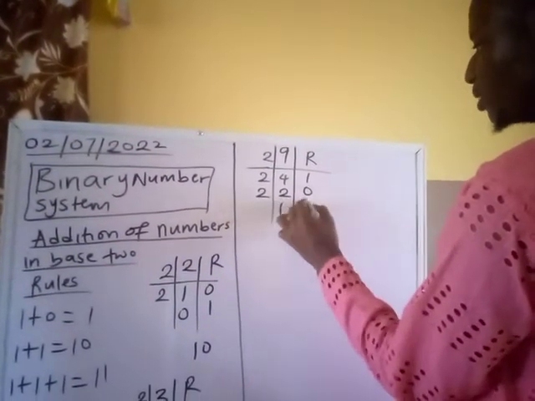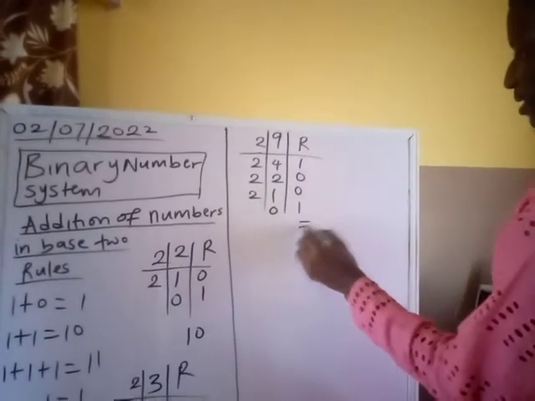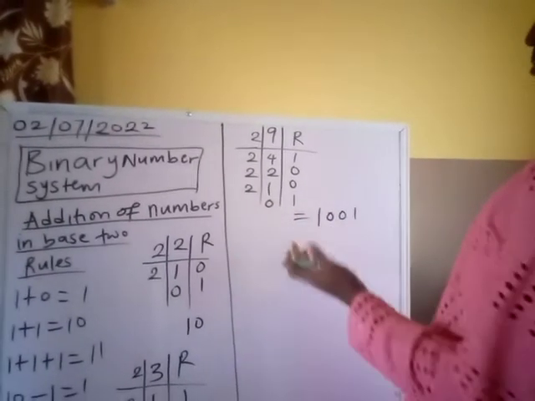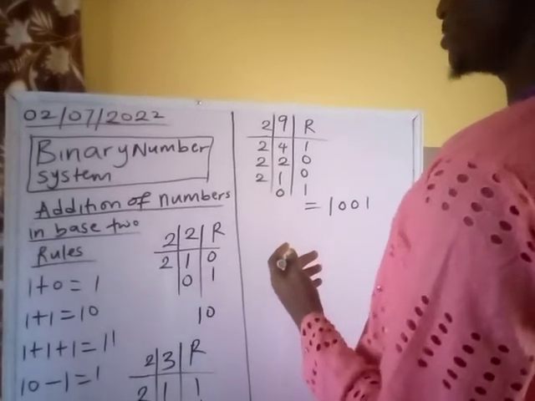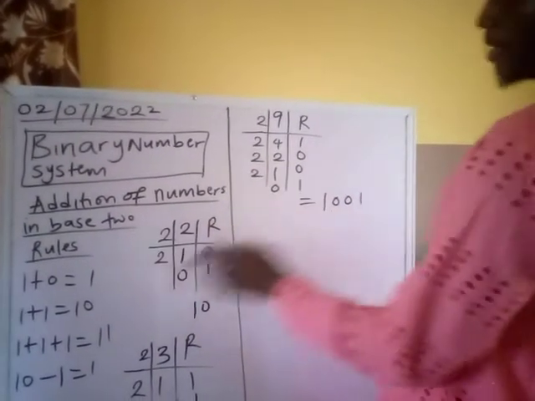2 in 2 is 1, remainder 0. 2 in 1 is 0, remainder 1. So you can see that the answer here is 1, 0, 0, 1 from the bottom. But which number do you want to keep? It's impossible. So for that reason, the mathematician said, no, you cannot apply this formula to get 10 minus 1 to be 1.